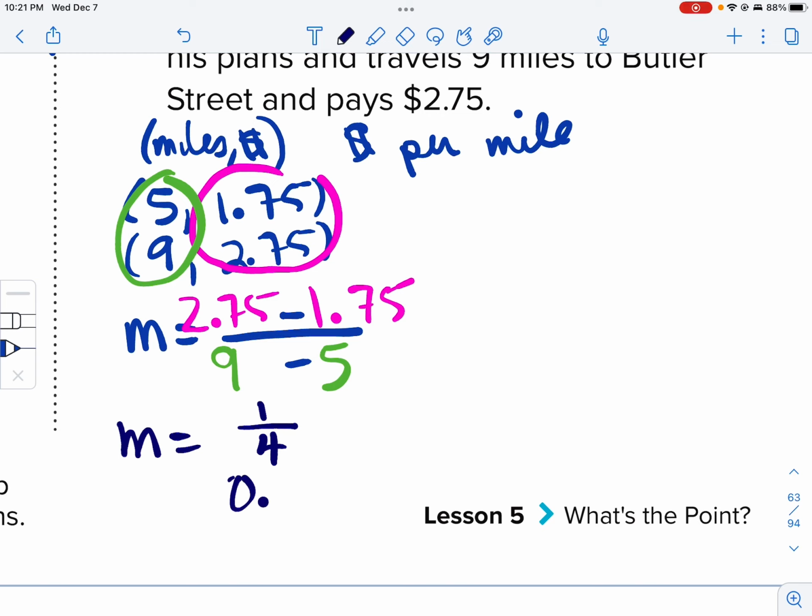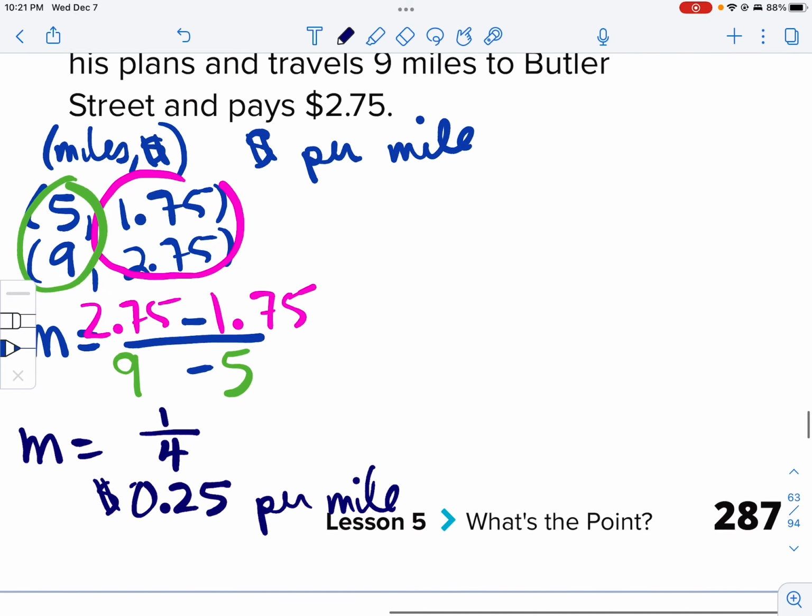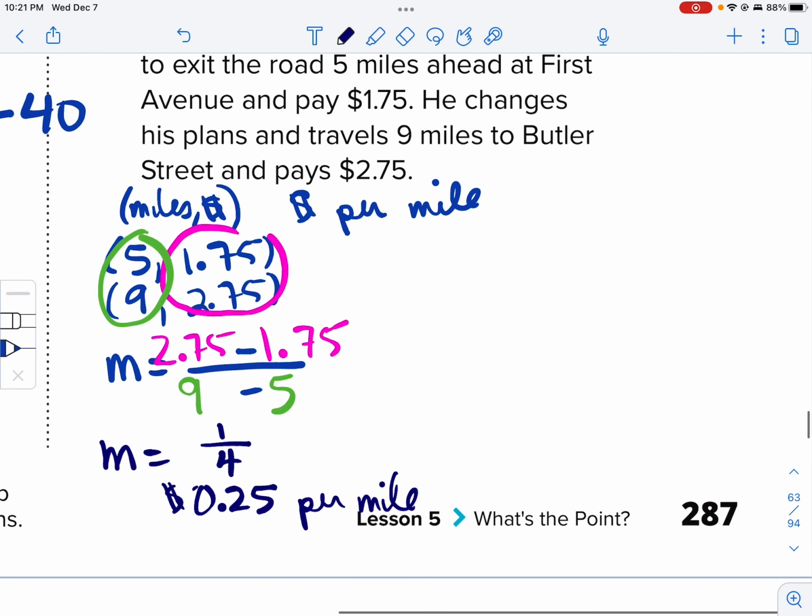So that means 25 cents per mile, but that's not what it's looking for. Okay, so we're going to pick one of these 2 points. I'm just going to take the first one, and we're going to replace y equals mx plus b with the y, the m, and the x.